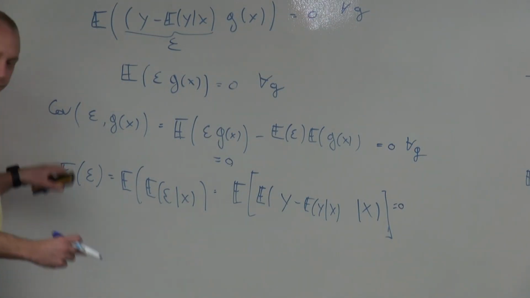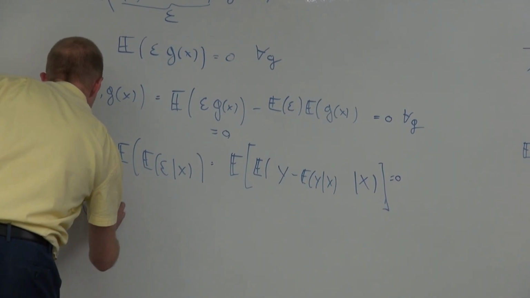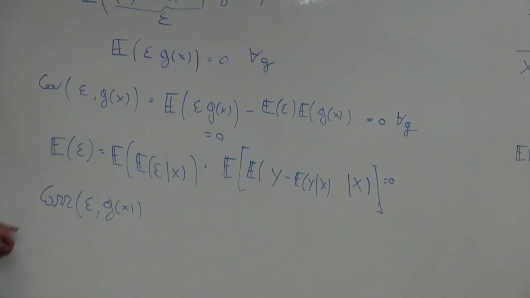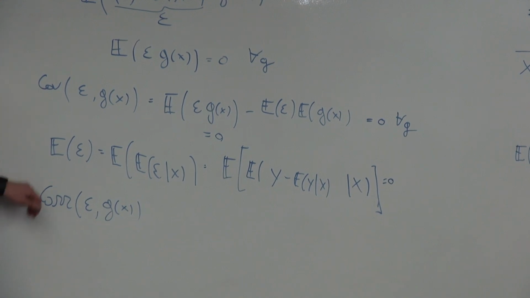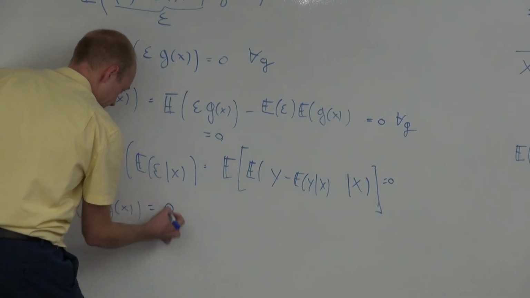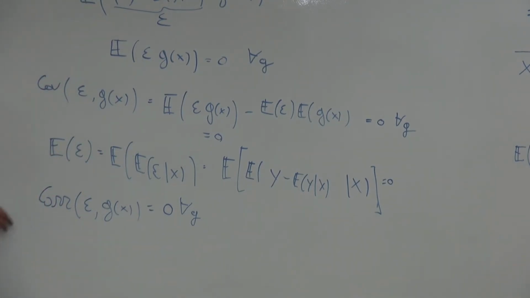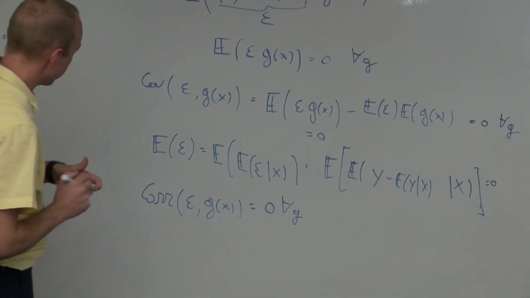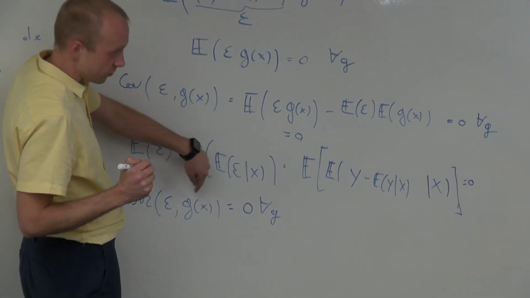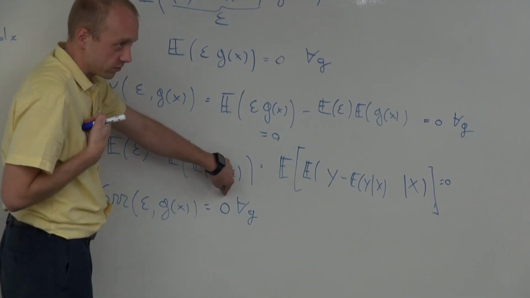Thinking of covariance can be a little bit unfriendly, so the question is, what is the correlation between epsilon and g of x? Correlation is covariance over the standard deviations. If the covariance is 0, you can also say that the correlation is 0 for every g. So this is something meaningful: this condition is basically saying that the correlation between epsilon and g is always 0, no matter what g is.